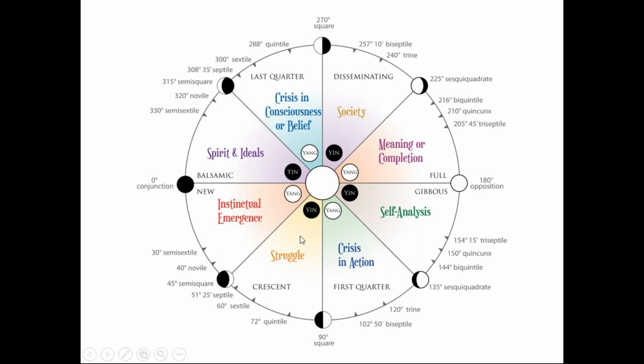All right. Now, so happens that the phases match up yin and yang, but the disseminating phase keyword is society. Here's where we're approaching three-quarters of the way around the circle, and I kind of call this phase been there, done that. Leading up to the crisis in consciousness, what does it all mean? I have finished my manifestations in so many different ways.